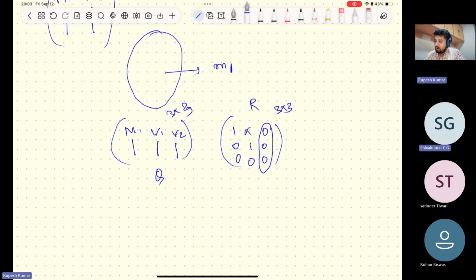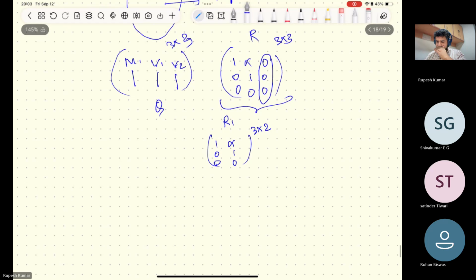Now what if I drop this? Let's not take this R, let's take R1, which looks like this: 1 0 0, alpha 1 0, and this is a 3 cross 2 matrix, right? Is this fine? Yes. And let's take our Q matrix as M1, V1, V2, right?